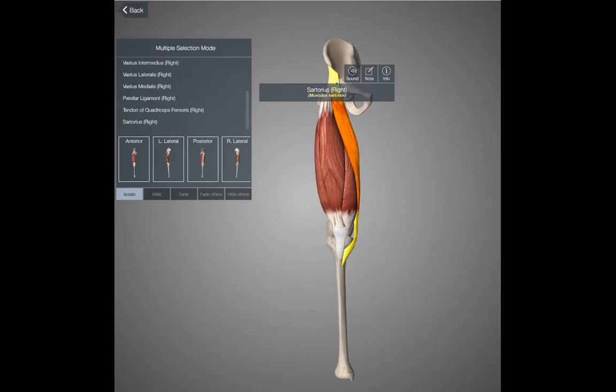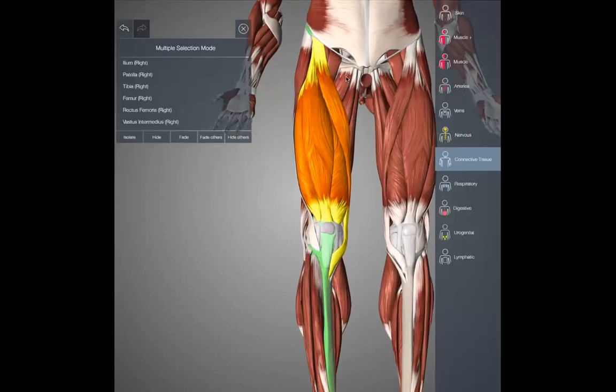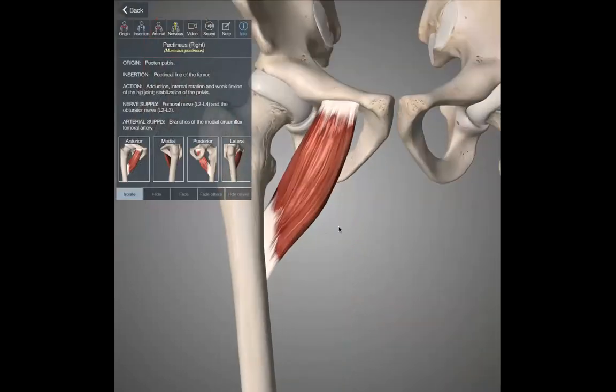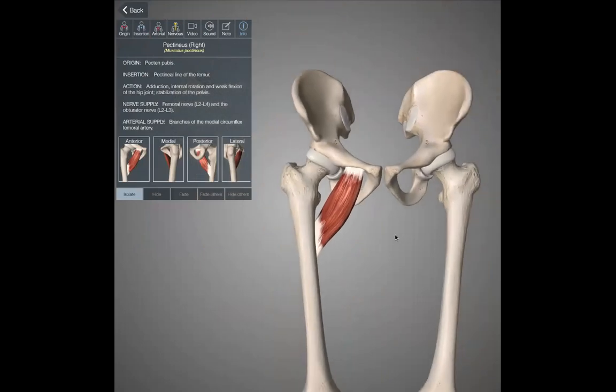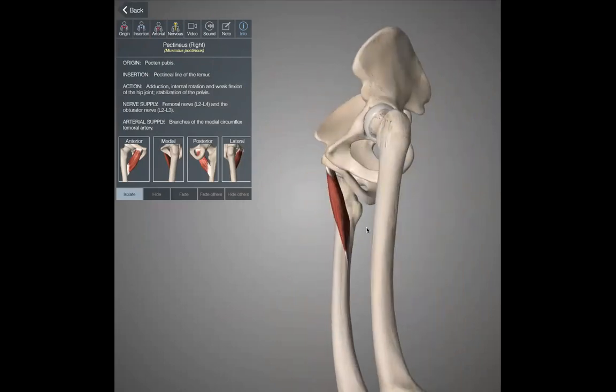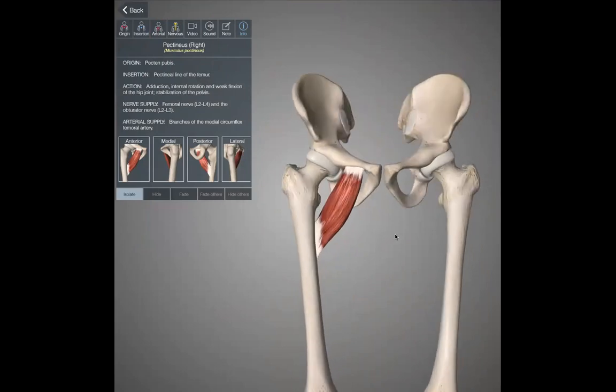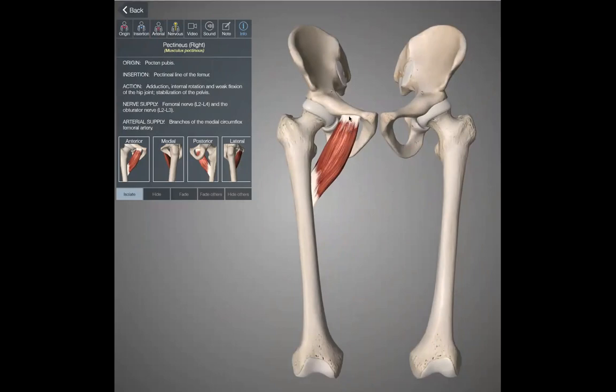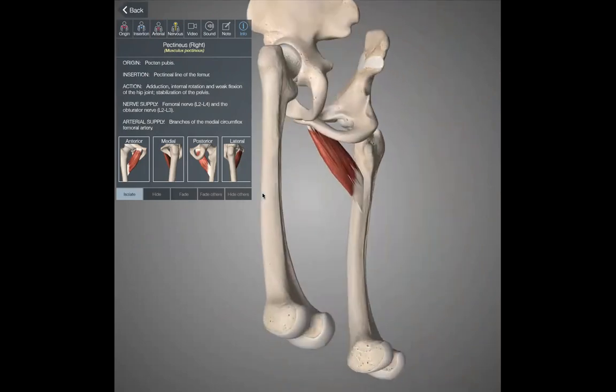Finally, the pectineus. Just give me a second. Let me find the pectineus. Yes, here. That's the pectineus. It's a flat quadrangular shaped muscle which contributes to the floor of the femoral triangle. The attachments: it originates from the pectineal line of the pubis bone and inserts onto the pectineal line on the posterior aspect of the femur here.